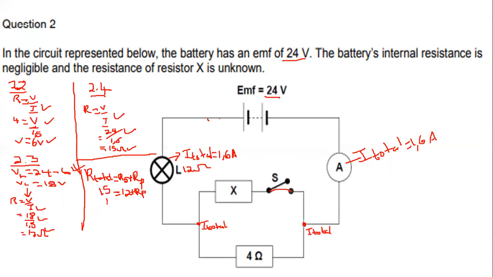Then if I want RP, I will take the 12 to the left. So it will become negative. So it will be 15 minus 12. And this would give me RP to be 3 ohms altogether. So now I know the value of RP. Can you see that? So you need to check what you have. Then we go to 2.6.